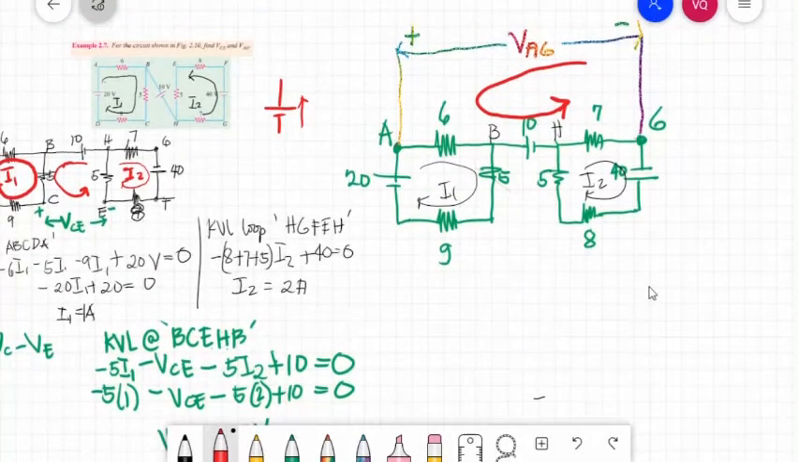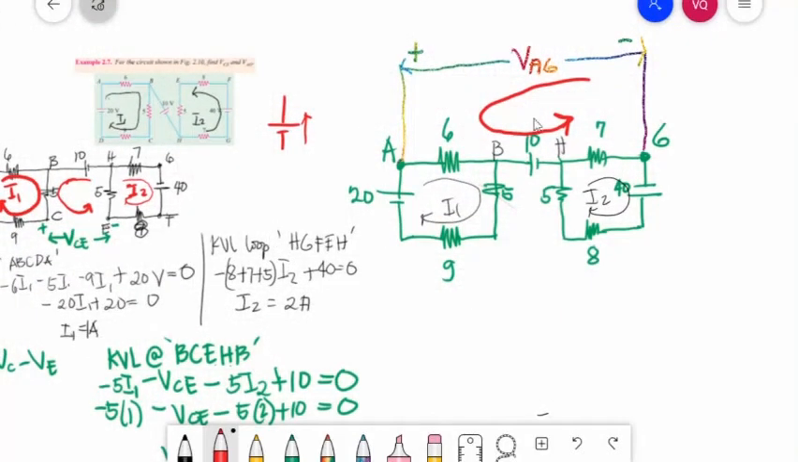I redraw the circuit again here so that we can see VAG. This is our voltmeter, VAG, to measure the voltage between point A and point G. I consider the counterclockwise direction since I will take my loop from A to G. So, formulating the KVL equation, KVL at loop A, B, H, G, A.